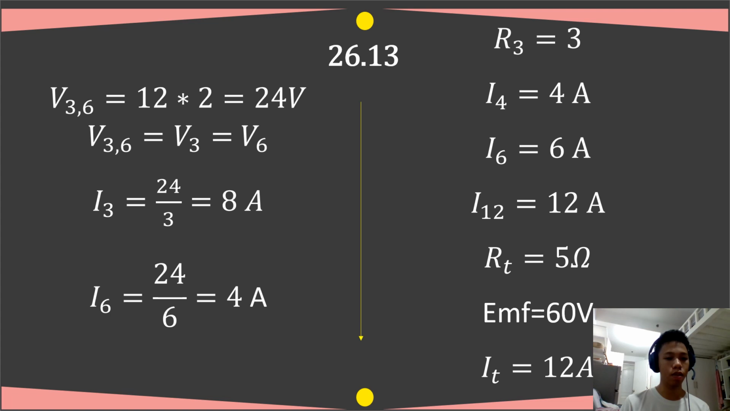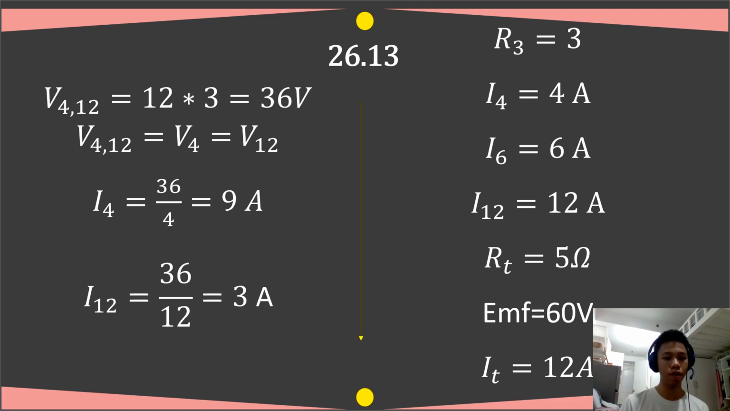After that, you get the current passing through 3. You use the V equals IR formula again, and you're going to get 24 over 3 is equal to 8 amperes. The same also goes for I6, the current passing through 6. You do the same thing for the next pair, with the same principle. Then you're going to get the current across 4 is 9 amperes, and the current passing through 12 is 3 amperes.